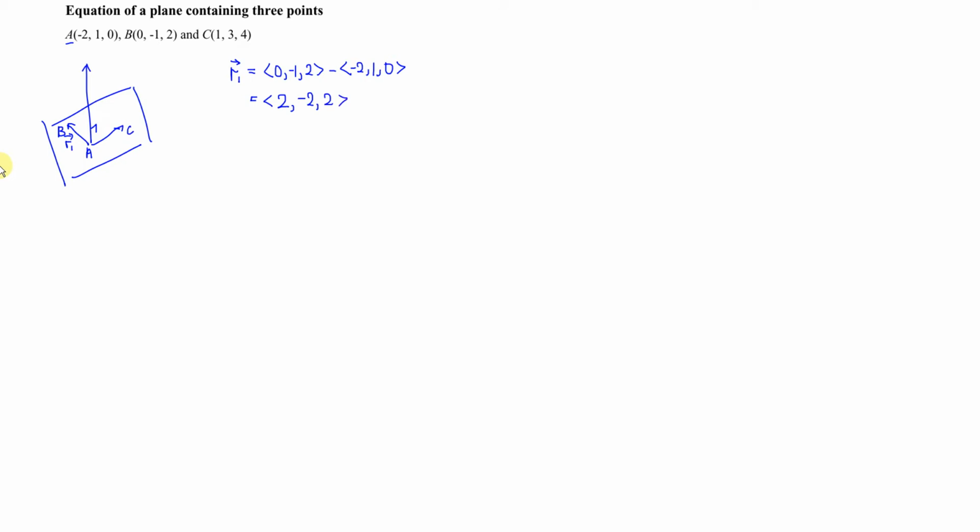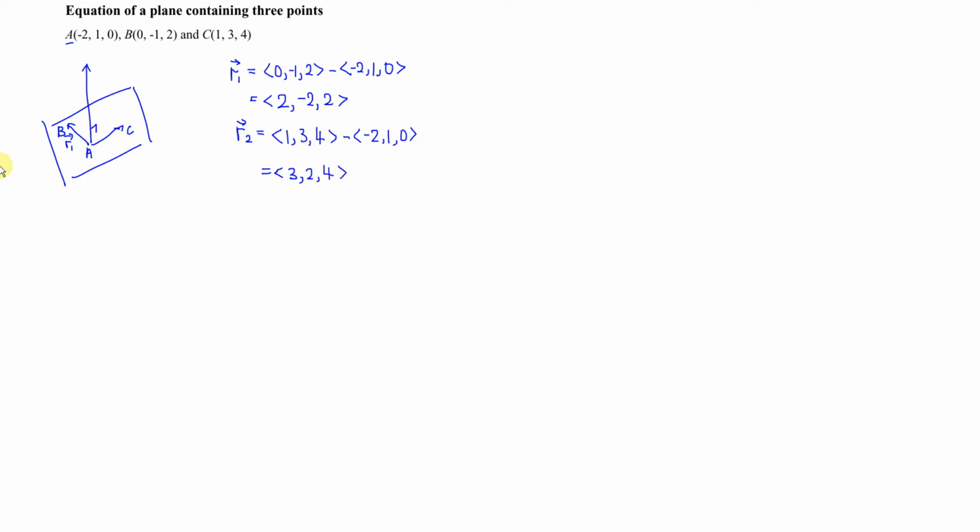have 2. Then for the second line vector, the end point is C. So 1, 3, 4, minus the starting point, which is negative 2, 1, and 0. So we obtain 1 minus negative becomes plus, so we have 3 here. Then 3 minus 1 is 2. Then 4 minus 0, we have 4.